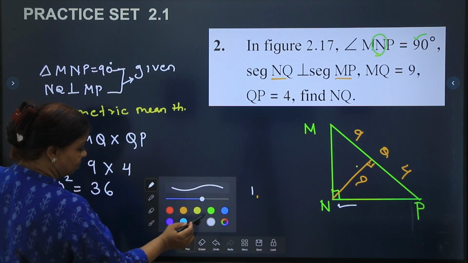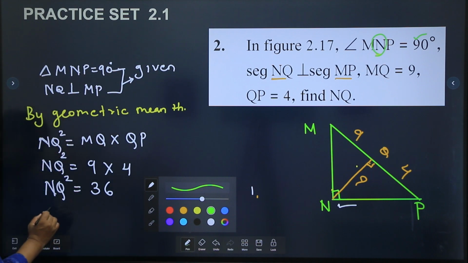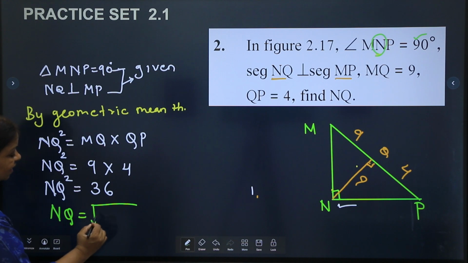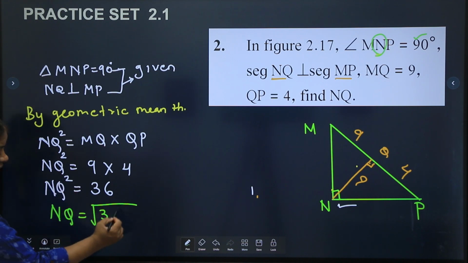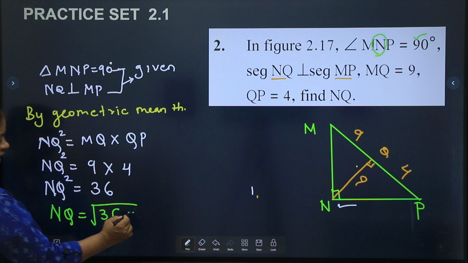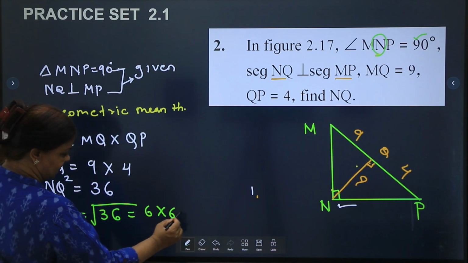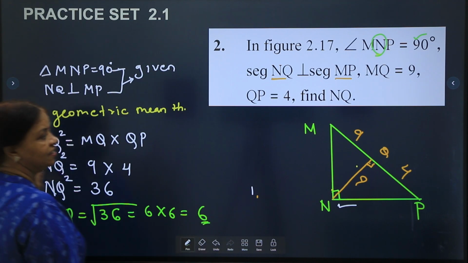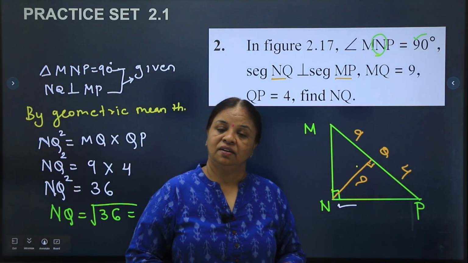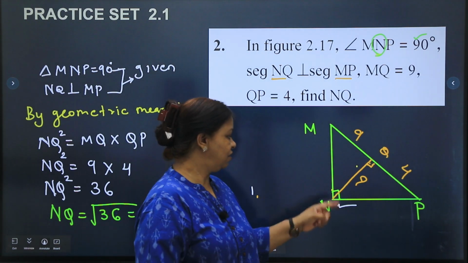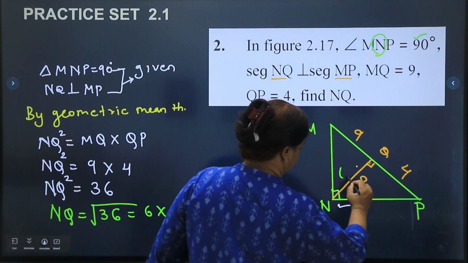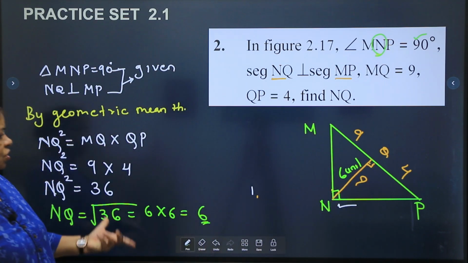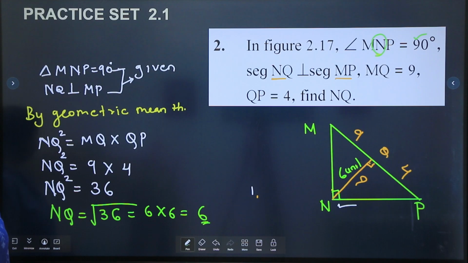Now in the next step, I will be removing the square and placing the square root on the other side. That would be 6 into 6, which will be equal to 6. So NQ is 6 unit, children, because the units are not mentioned here. We got NQ. Pause the video and solve the sum, children. Let's move for the next question.